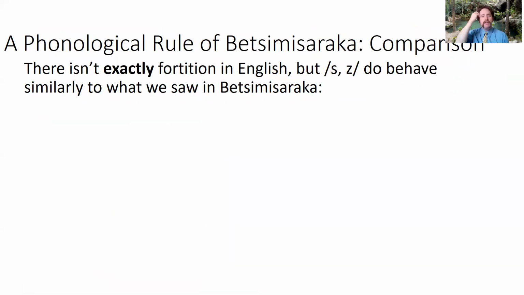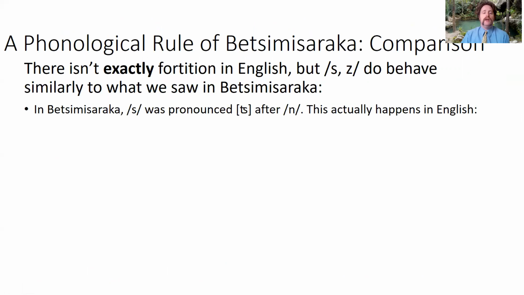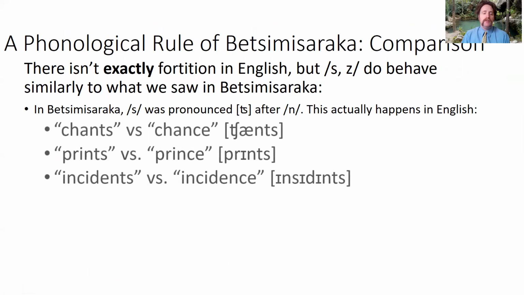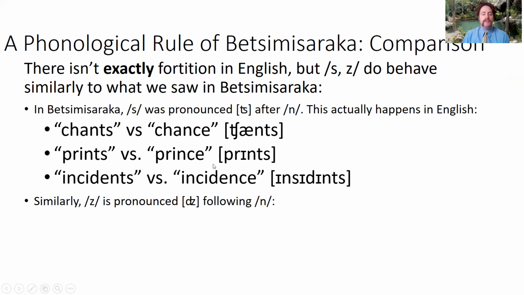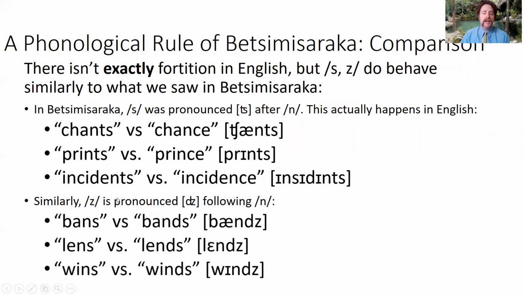We can actually compare this to English. We don't exactly have the same process, but s and z do undergo a sort of fortition in English. So in Betsimisaraka, we heard s was pronounced ts after n. Well, in English, if you compare these cases where an s follows n, you can't hear any difference between them. Chance and chants, prince and prints, they sound the same. And it also happens with z. So z is pronounced dz after n. So if you look at pairs like bands and bandz, or lens and lenz, they should sound the same.